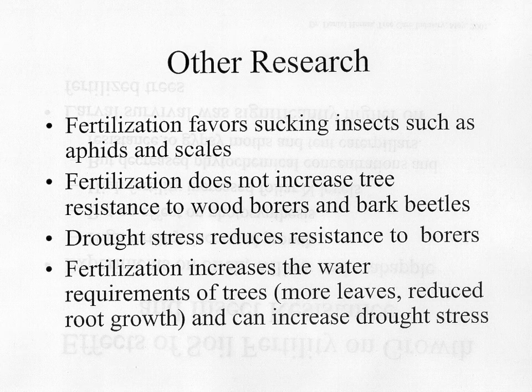Fertilization increases the water requirements of trees. More leaves, reduced root growth, and it can increase drought stress. What do people like to do when we first start warming up in the spring to their turf grasses, in about March or April? They usually start spreading a heavy amount of fertilizer on it. Usually this is some of the driest months of the year, April into May. Of course, that can vary from year to year. So now we've decreased drought tolerance of our turf grasses at a time when we want to increase it.